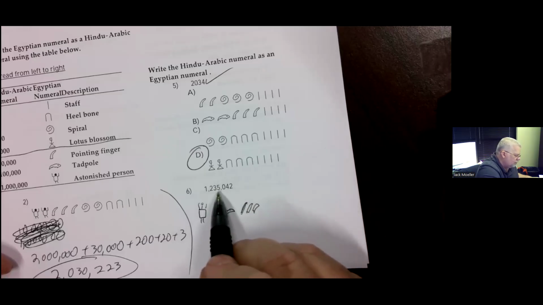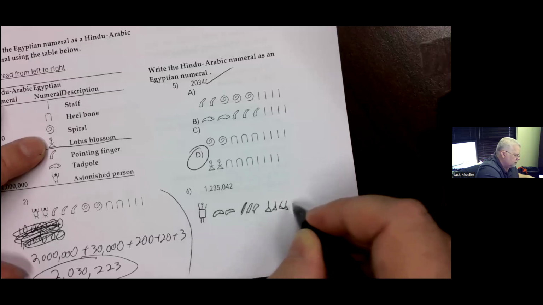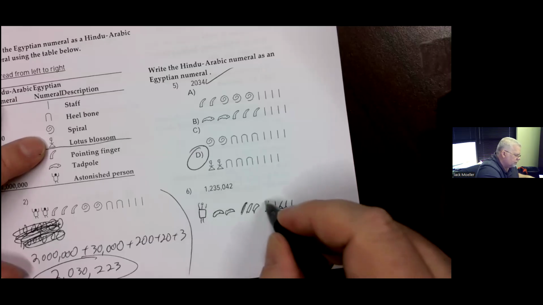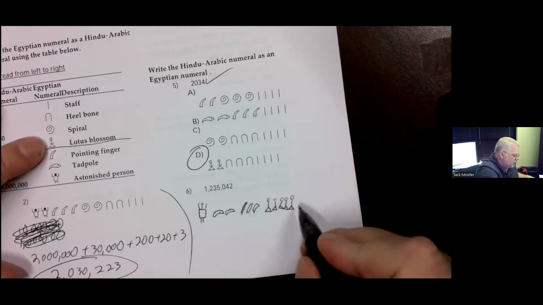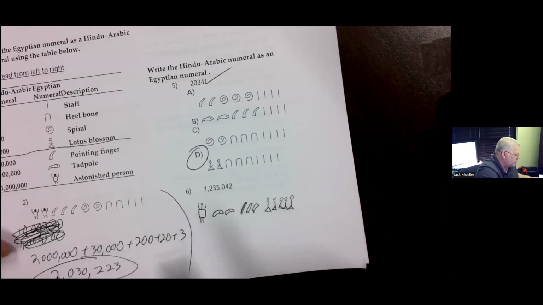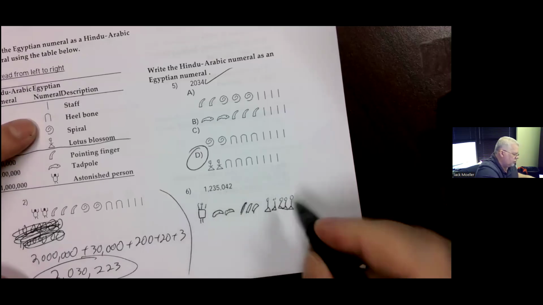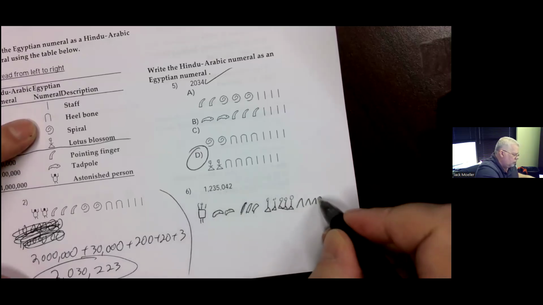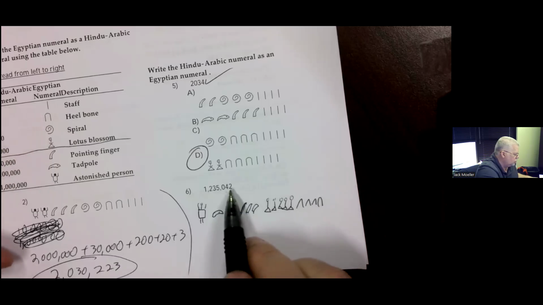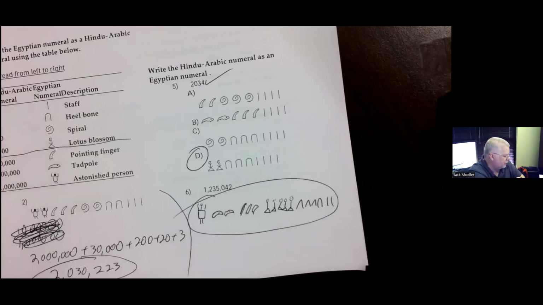Then 5,000 would be five lotus blossoms. I'll let you fill in the rest of it, the actual blossom. And then there are no hundreds, so we have no spirals, which is actually my favorite symbol. I don't know why. 40, so it's four heel bones. Then upside down U's, and then two that you should be able to find in the multiple choice.